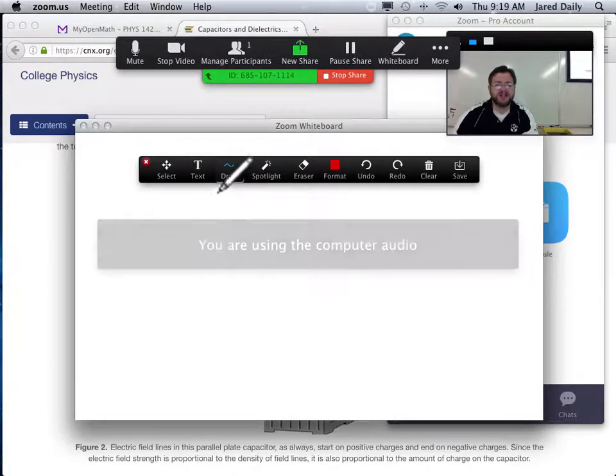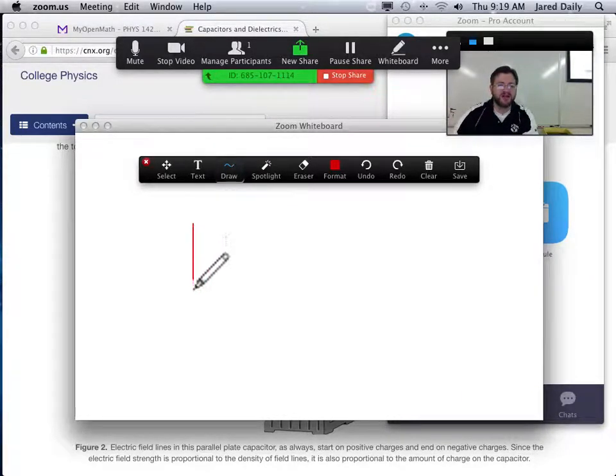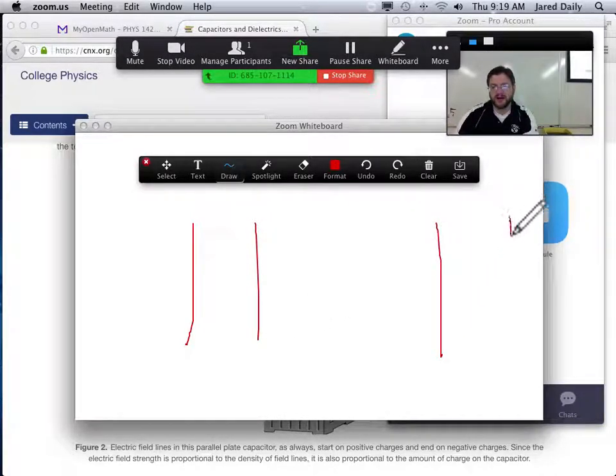So let's imagine that these plates have a thickness to them, which of course they do. That's not a very good straight line. And we start putting electrons on one plate by taking from the other plate. So this one ends up having less electrons than normal, and this one ends up having more electrons than normal. What's going to happen to the electrons on this plate and the electrons on this plate once we bring these plates closer together, or close together?